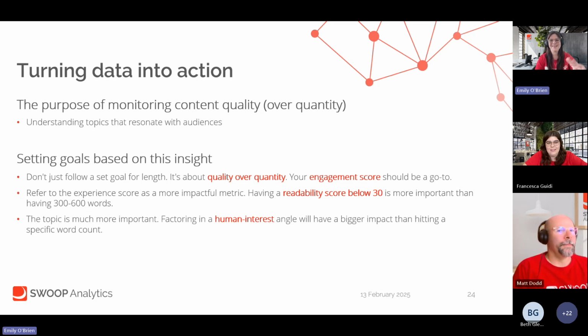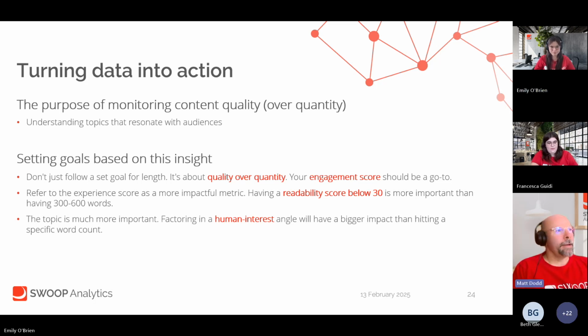Yeah. Making it easy to read and easy to understand is the key thing. You could make an article really hard to read within 300 to 600 words too, just in the way that you write it. So it's not going to solve all your problems hitting that particular metric. Look at readability, look at experience, look at engagement. I think through some of the case studies as well, we found quite high performing news articles, as well as factoring in a human interest angle with what you're sharing.